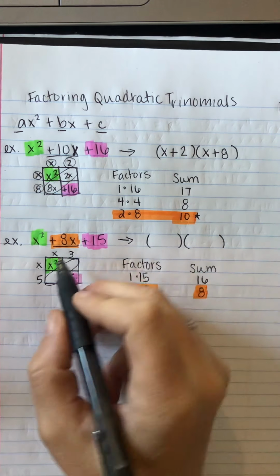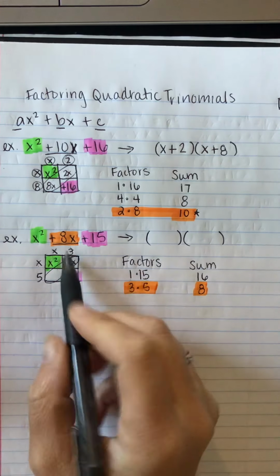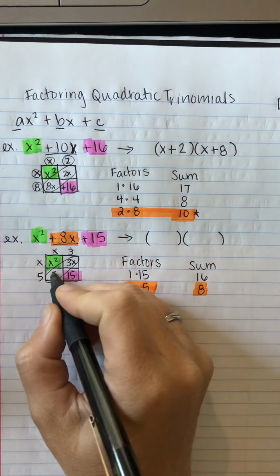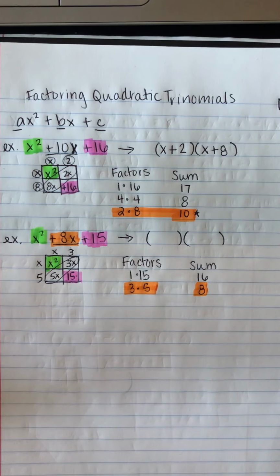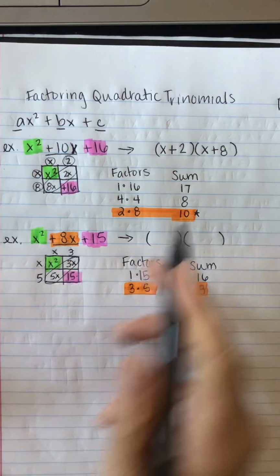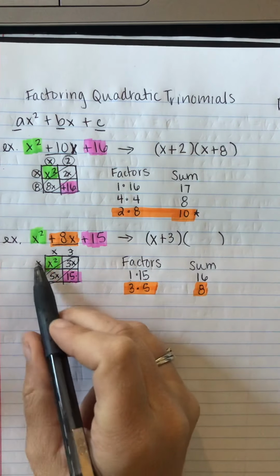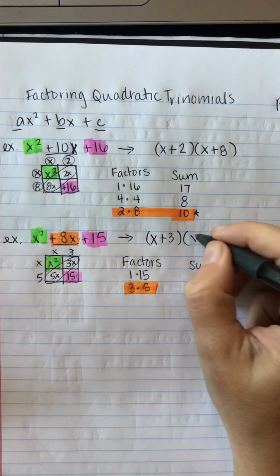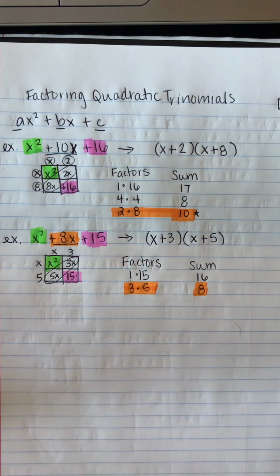Okay, so x times 3, we would fill in with 3x, and x times 5, we'd fill in with 5x. And we want to make sure those add together to give us 8, and they do. So that tells us that we have x and 3 for our answer, x plus 3, and x and 5 for our other part of our answer, so x plus 5. All right, we're going to do one more positive one, and then I am going to throw a negative one at you.